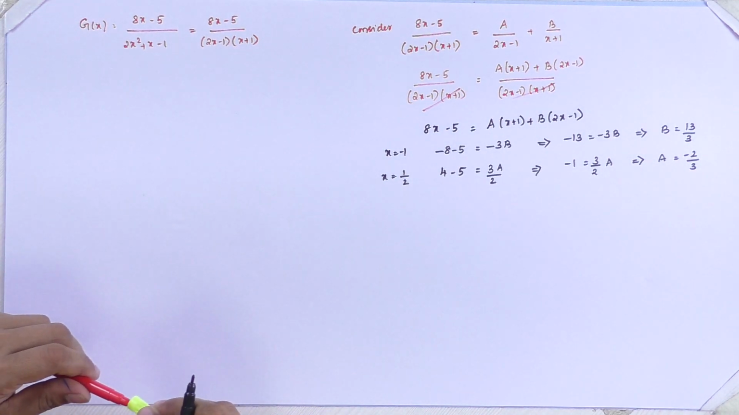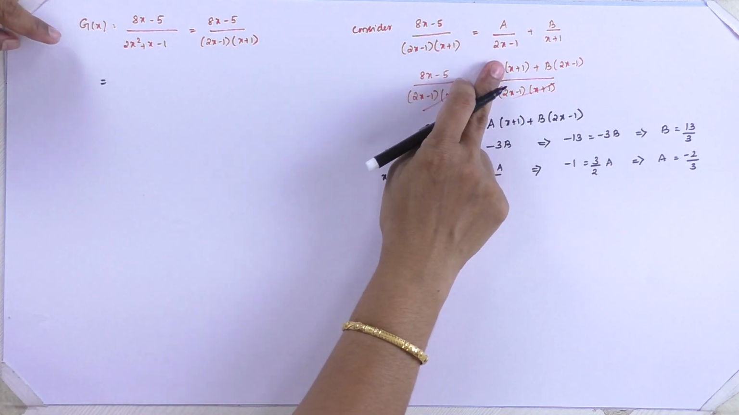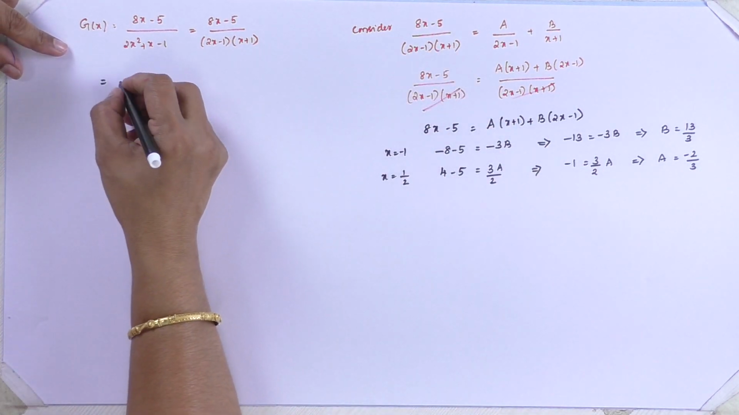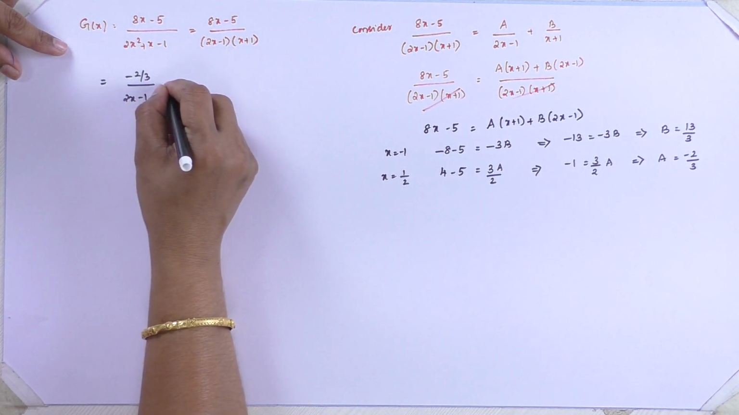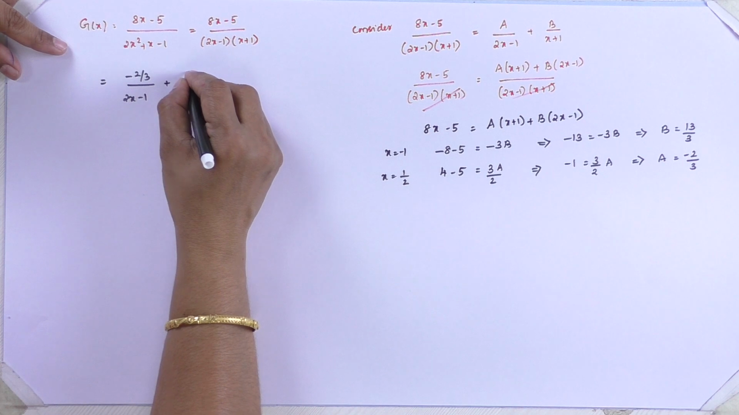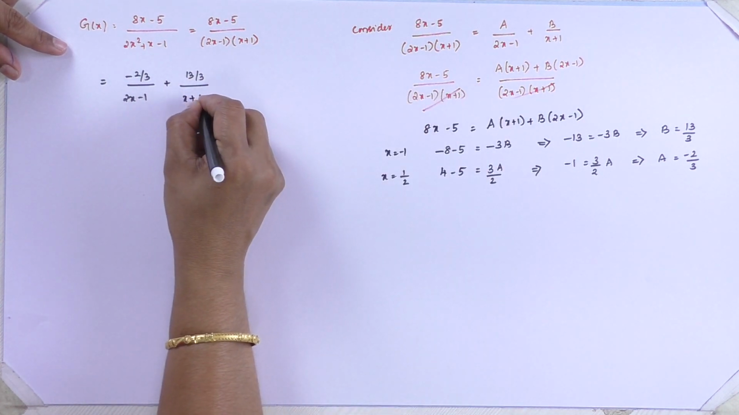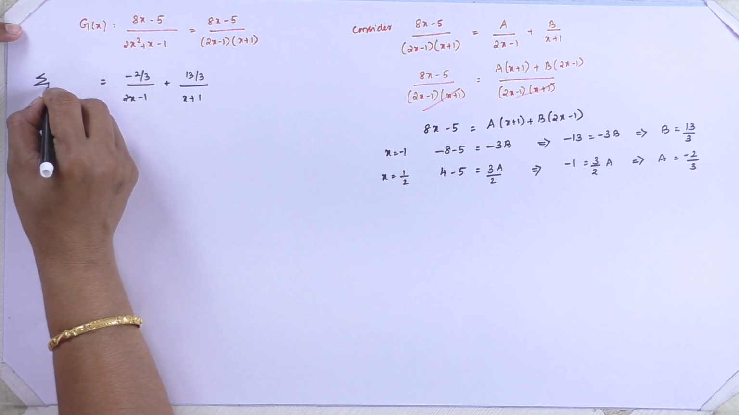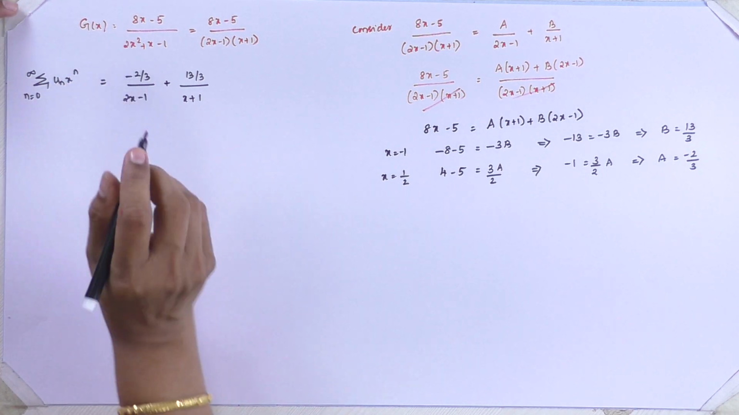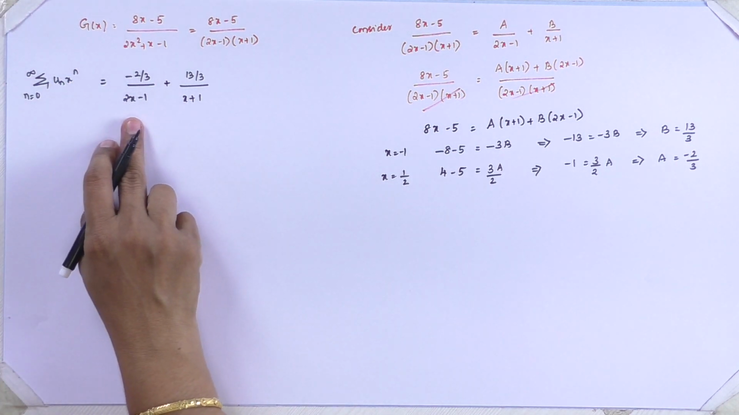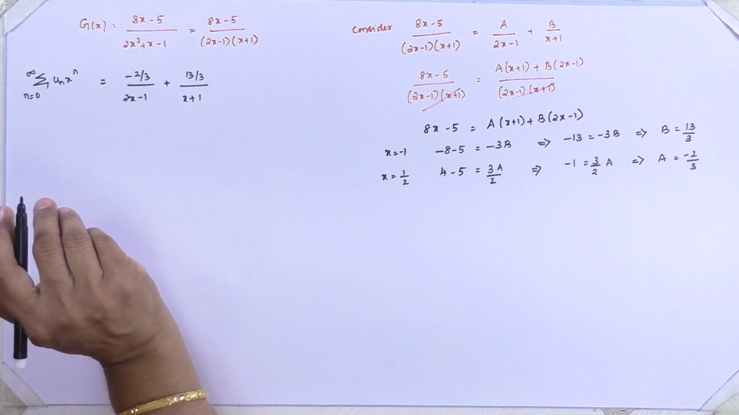So after getting the values of a and b, now substitute them. So a by 2x minus 1, a value is minus 2 by 3, plus b by x plus 1, what is your b value? B value is 13 by 3. And what is our g of x? G of x is summation n is equal to 0 to infinity un x power n, right? So this is my generating function, and this is equal to this. And now we are supposed to find out what un actually is.